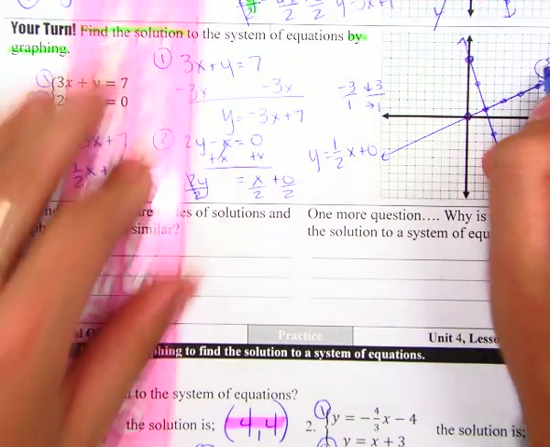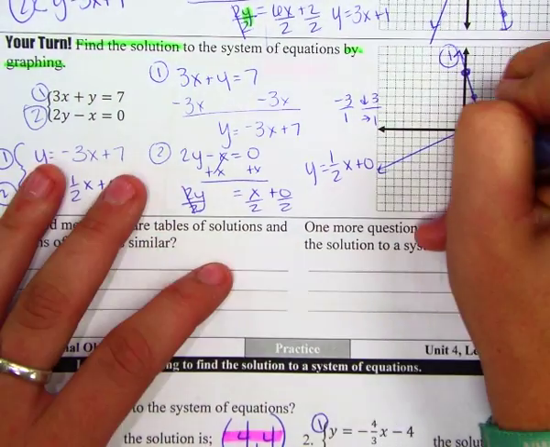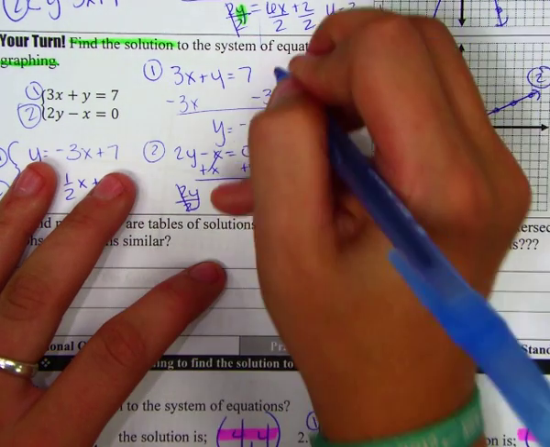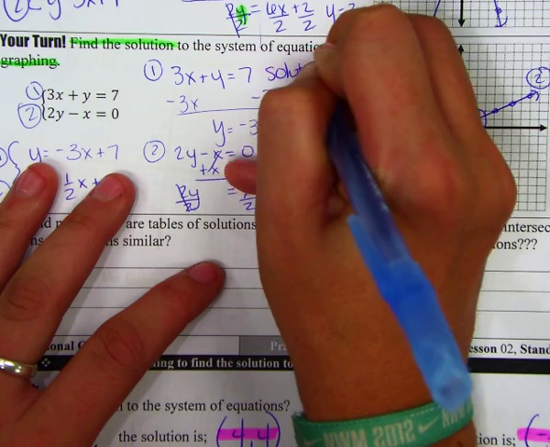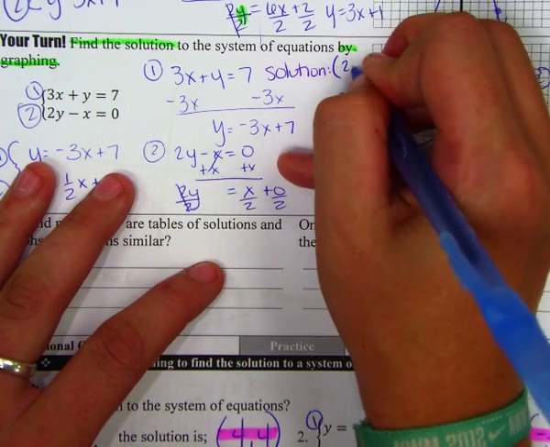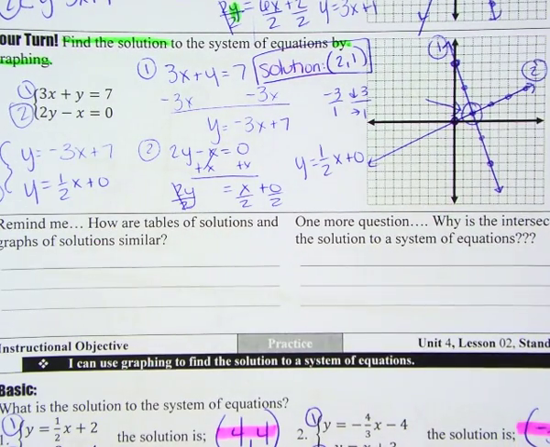This is line 2. This was line 1. And the solution is the intersection. So the solution is 2, 1. Okay. Make sure you go back and re-listen to anything that you were confused about.